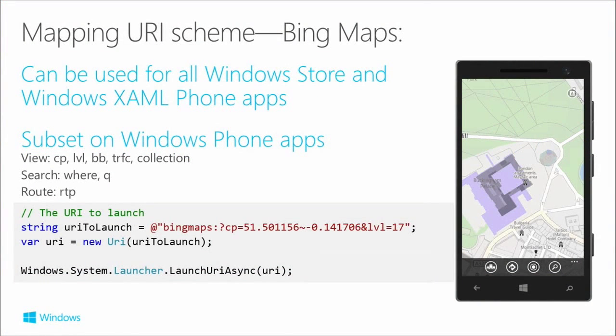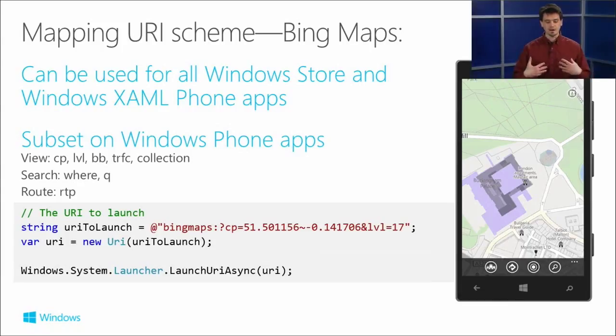And this is just a mapping URI scheme, and I guess the first version is a mapping URI scheme that launches to Bing Maps. And this can be used as a cross-platform, used on Windows Store, Windows XAML apps, and it uses all of the same parameters. And it's really, really simple. We just create a new string, and we give that string a URI scheme and some parameters, and then we push it to our launch URI async. So the first URI scheme we can use is this Bing Maps.